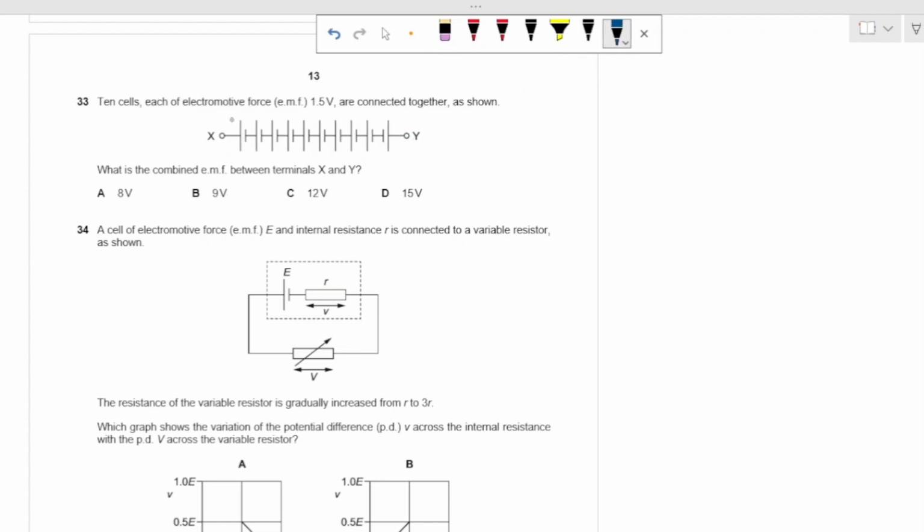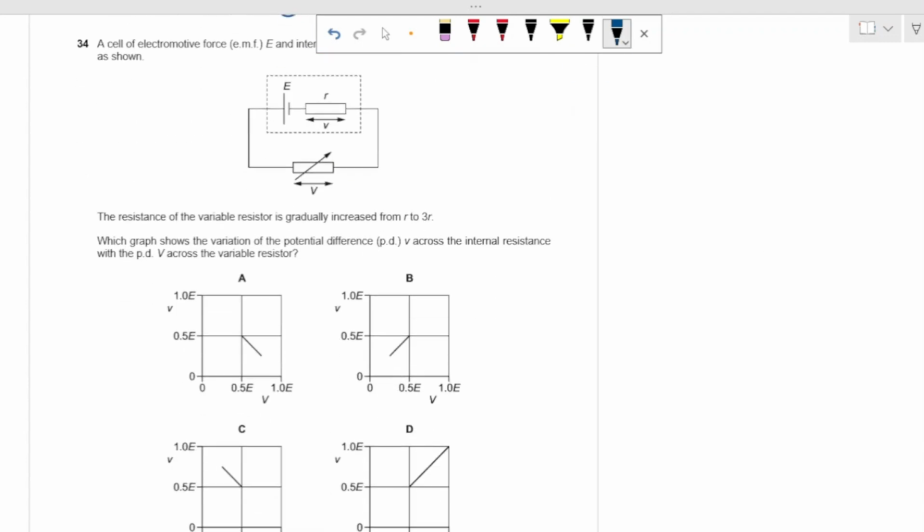Because if you look closely, these cells are connected in the same way, and then you have one cell which is connected in the other way. Therefore, to find the combined EMF, E, it would not be 10 multiplied by 1.5. Instead, it would be 9 multiplied by 1.5 minus 1.5 for the one cell. If we put this into the calculator, 9 multiplied by 1.5 minus 1.5, we would get our answer as 12 volts. And 12 volts is the correct answer, which is option C.